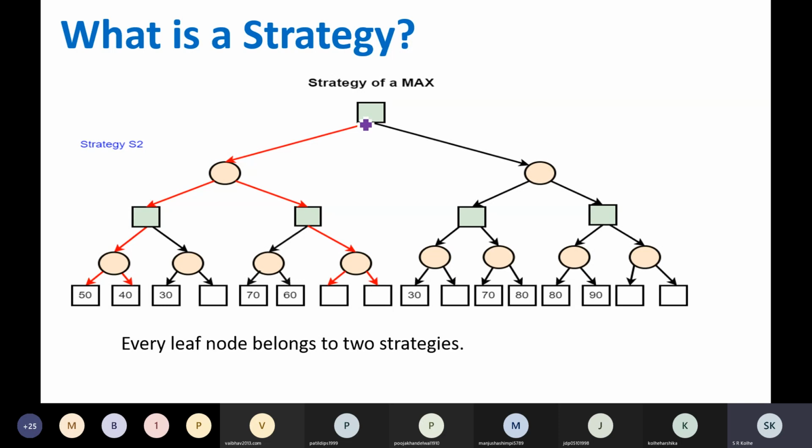Similarly, now it is not necessary that max will always select this left one. Max can select the right one, that means the black color line, this. So if max selects this, that will correspond to 4 more strategies.